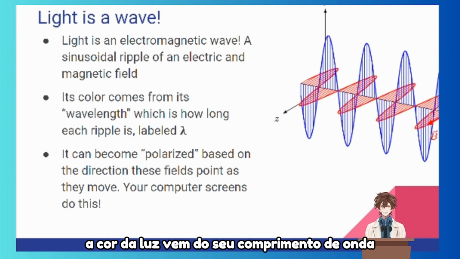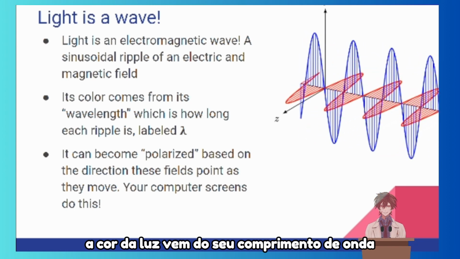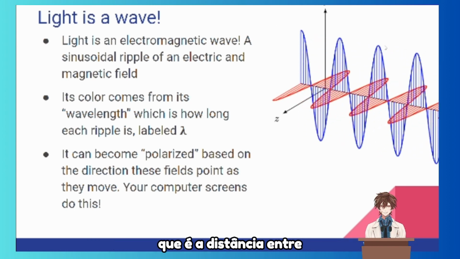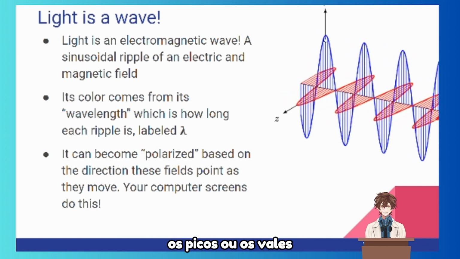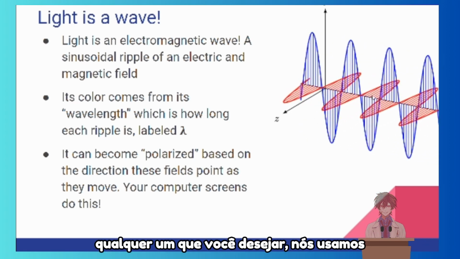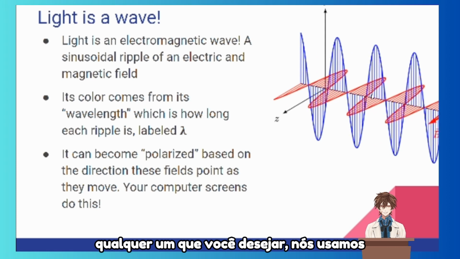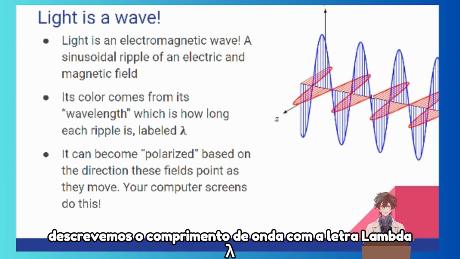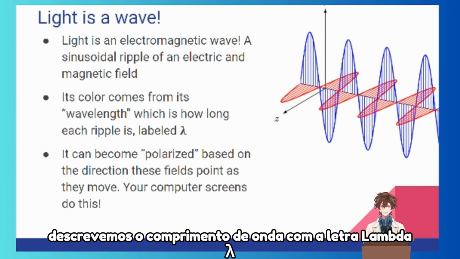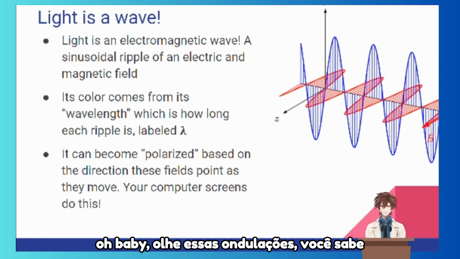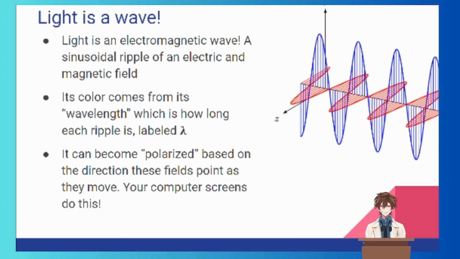Light's color comes from its wavelength, which is how far apart the peaks are, or the valleys, whichever one you desire. We describe the wavelength with the letter lambda. Oh, baby, look at these undulations, you know it.